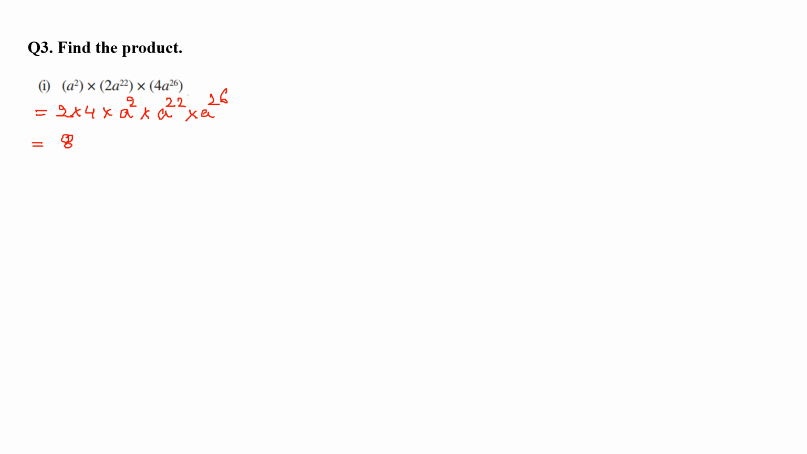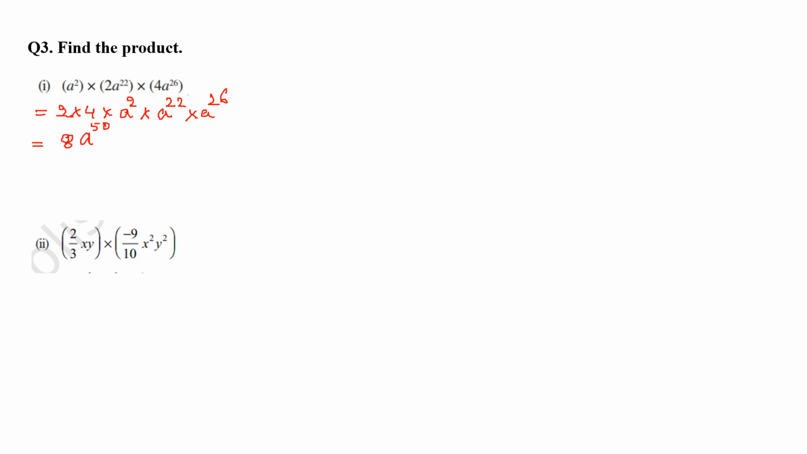Now you can see here the base is same, isn't it? So you have to use the laws of exponent, and it is multiplication. So you have to use the product law. And in product law, if base is same, you have to add the power. So when you add 2 and 22, you will get 24, and 24 plus 26 will give you 50. So this is the product.